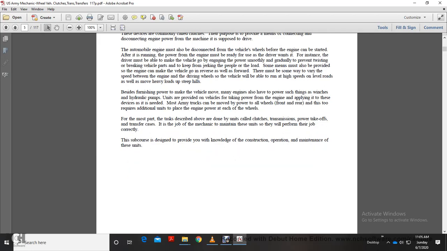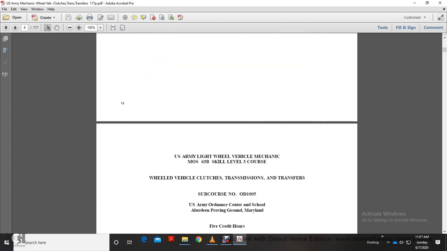Besides furnishing power to make the vehicle move, many engines also power other devices, such as winches and hydraulic pumps, with the vehicle taking power from the engine and applying it to these devices as needed. Most Army trucks can be moved by power to all wheels, front and rear, and this too requires additional units to carry engine power to each wheel. For the most part, the tasks described above are done by units called clutches, transmissions, power takeoffs, and transfer cases. It's the job of the mechanic to maintain these units so they will perform the job correctly. This subcourse is designed to provide you knowledge of the construction, operation, and maintenance of these units.